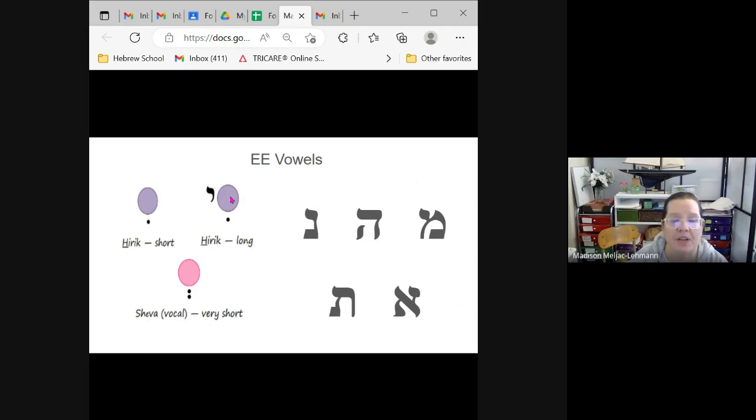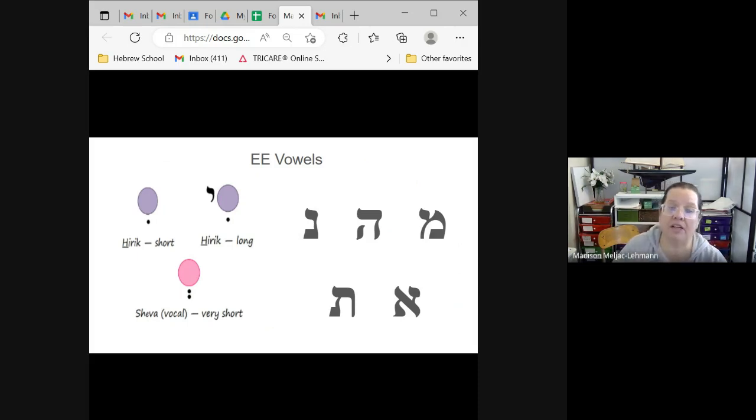There's 3 vowels. The pink one is a little bit different. That one is called the shava. In the very beginning, the shava really doesn't make a sound. In the very beginning, when you first learn, most of the Hebrew words you will encounter, the shava is what we call a syllable marker. It tells you where to break the syllable of a word up at.